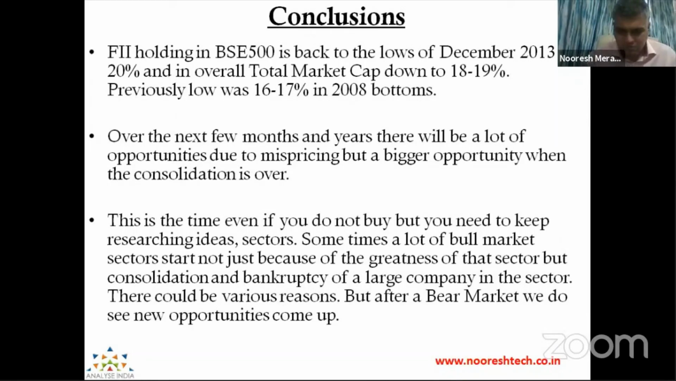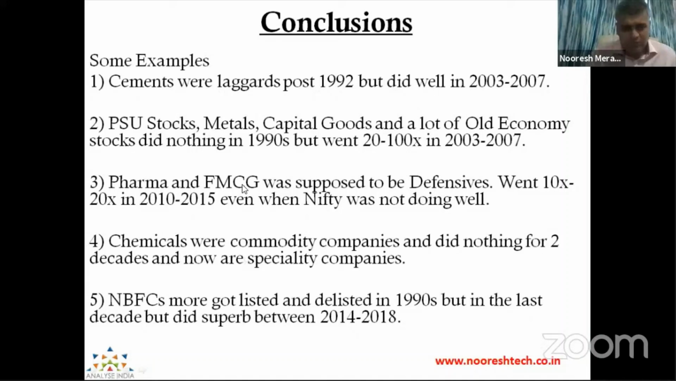So a lot of bull markets start for various reasons. We don't know what the reasons could be, so you have to keep researching ideas, keep researching sectors. Some examples of how laggards come in: cements were laggards from 1992 for the next 10 years, and did well in 2003 to 7. PSU metals, capital goods, etc. went up 20 to 100x in 2003 to 7.